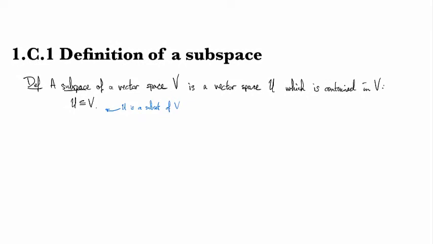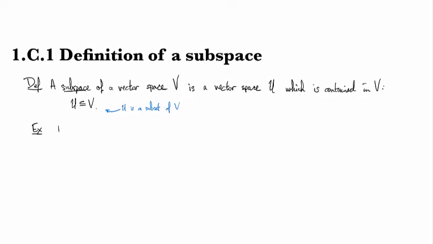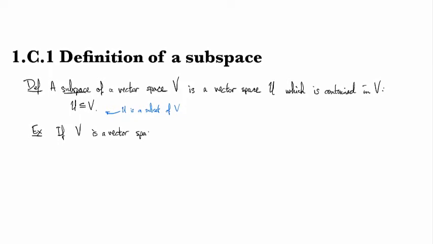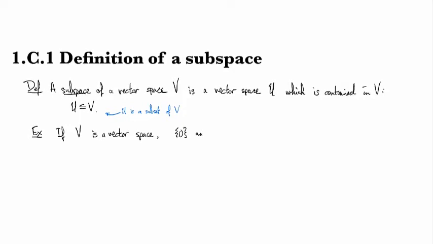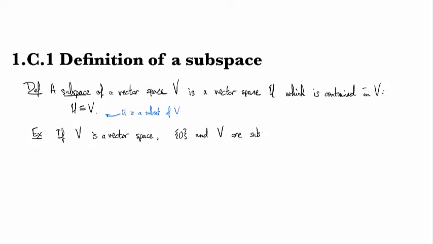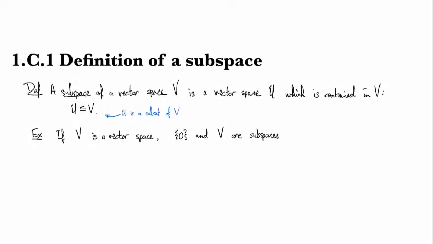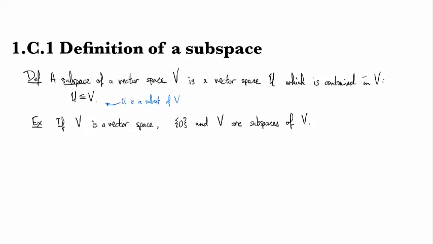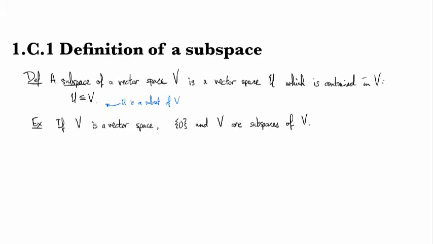So let's see. For example, if V is any vector space, so these are just basic trivial examples, then 0 and V itself are always going to be subspaces. Okay, so those are like the most uninteresting examples you could have, basically.